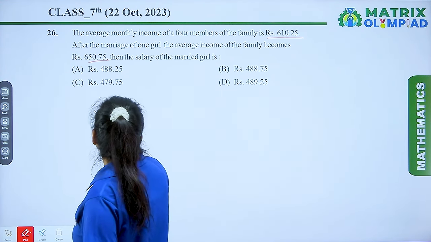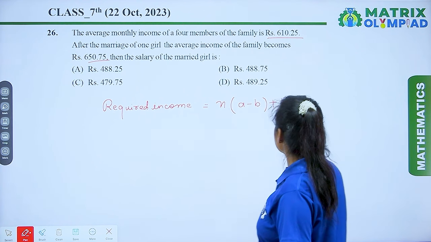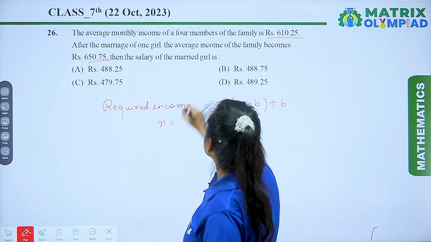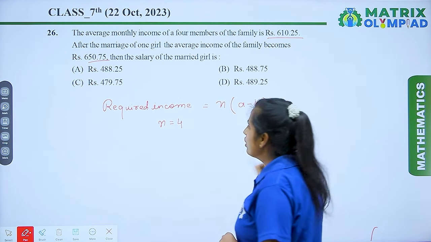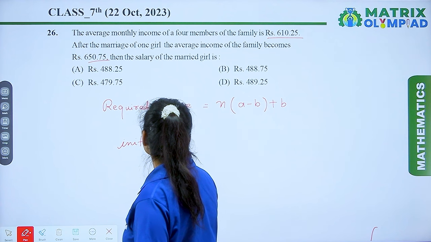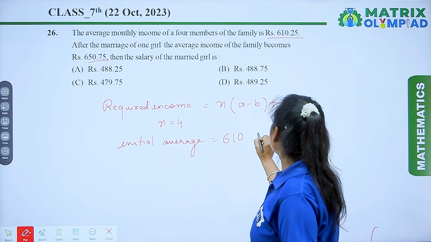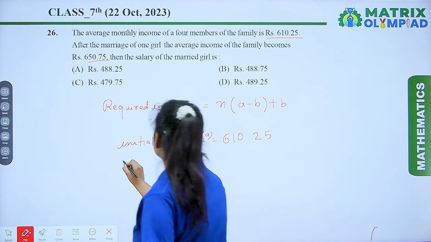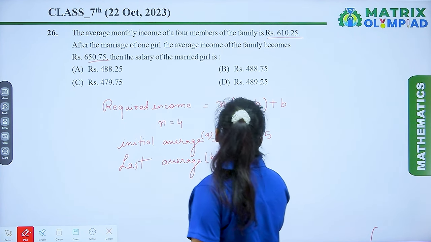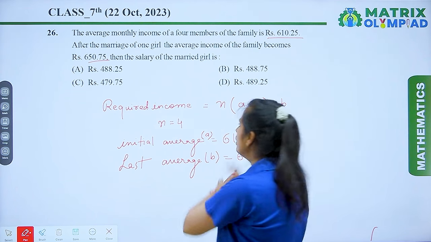So here, the required income is equal to N P plus B. So here, N is the total number of members in the family. So here we have total number of members, that is 4. What is A here? A is the initial average of the income, that is 610.25. Now what is B? B is the last average, that is 650.75. Now we are going to put the values in the formula.